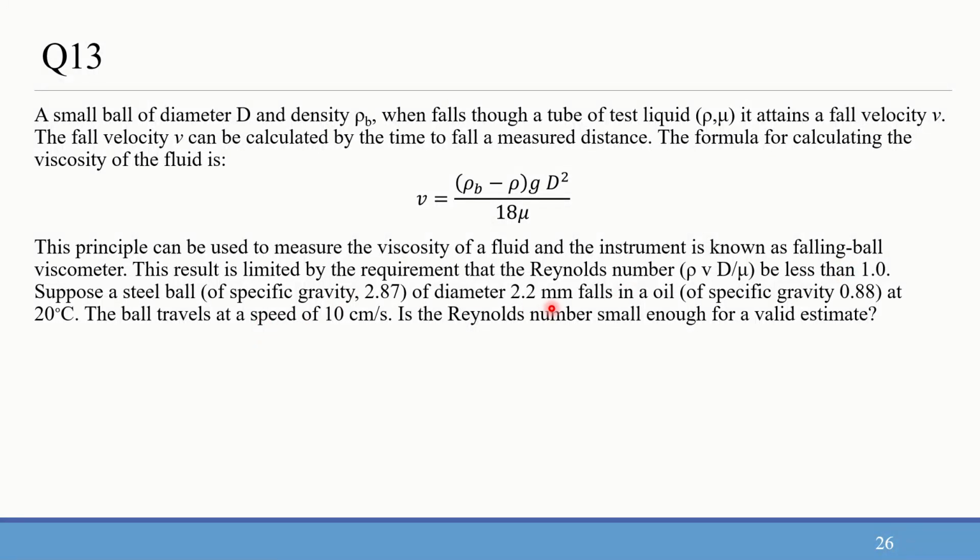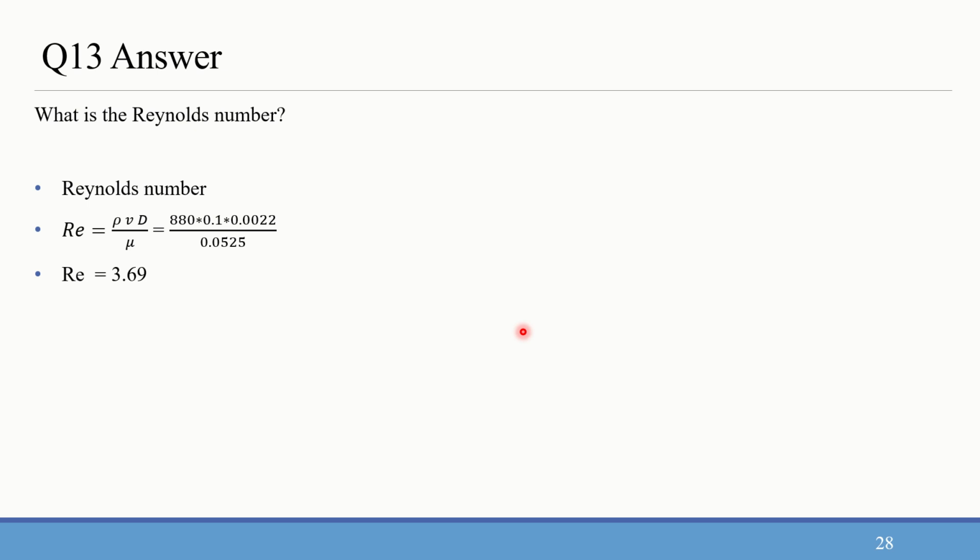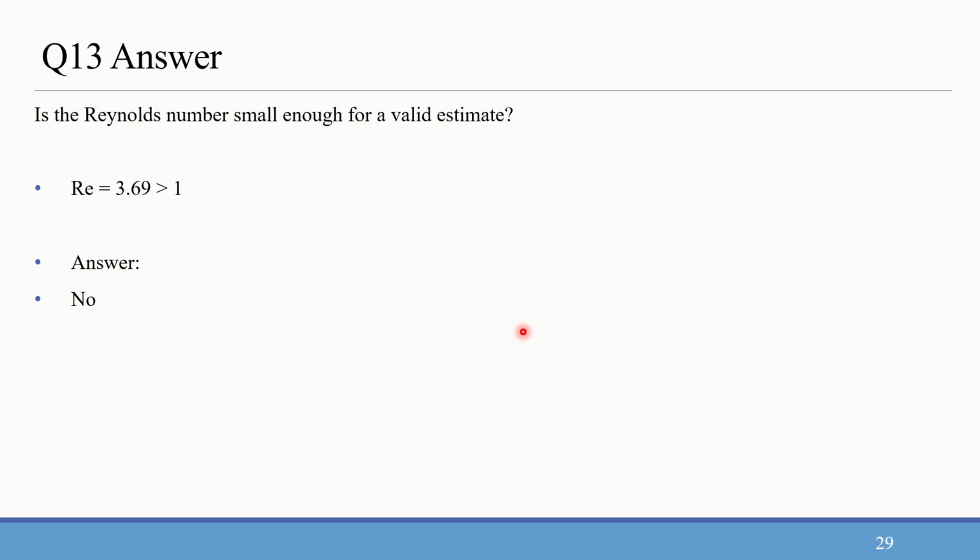Suppose a steel ball of this particular diameter is falling at 20 degrees Celsius. The ball travels at a speed of this particular value. Is the Reynolds number small enough for a valid estimate? But since our Reynolds number is greater than 1, we cannot say it is valid for this estimate. Rather, the answer is actually no. Since the Reynolds number is greater than 1, it is not small enough for a valid estimate. So we cannot use this particular combination of fluid and particle for measuring the viscosity.